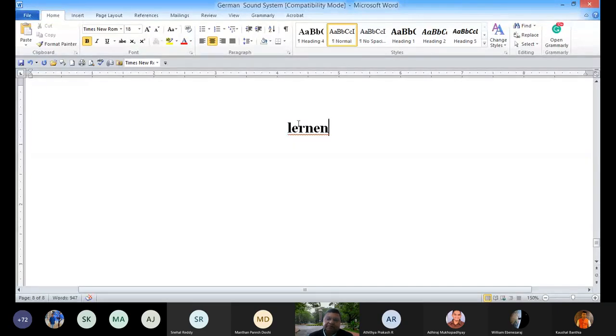For example, if you are trying to pronounce this word, up to what extent are you able to pronounce? Let us try. When we pronounce this, we pronounce like this, ler, and then automatically there is a shift, some change, some pause. Then we pronounce nen. So it becomes 2 syllables. In fact, this word has 2 syllables and each syllable must have one vowel. So this lernen has 2 syllables.